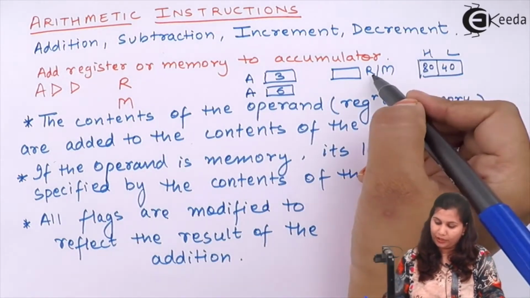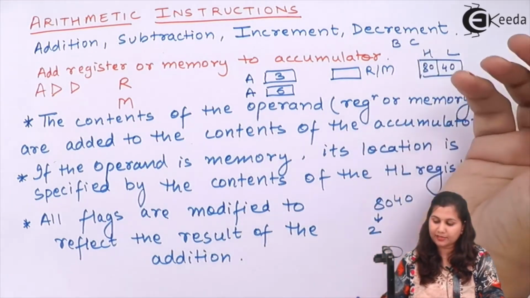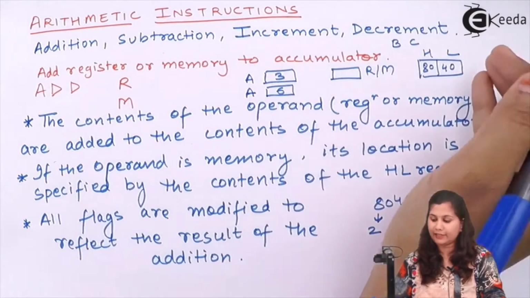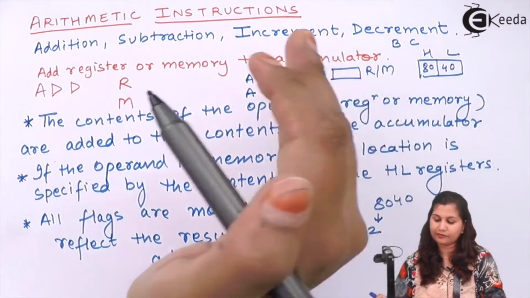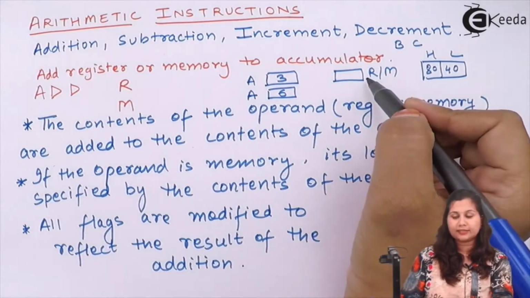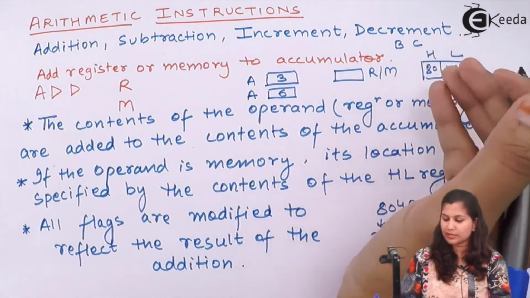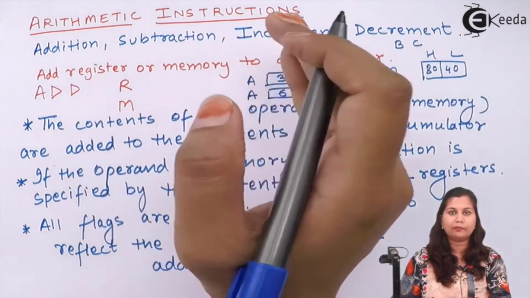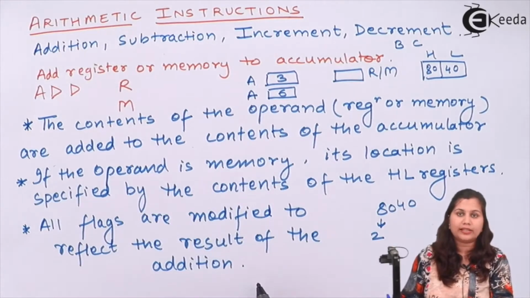Okay. Now if we have a register here, like B register, C register, D, E, H, L, any of the registers can be used and that register will be added up with the accumulator. Their content will be added up with the accumulator. Now all the flags are modified to reflect the result of the addition.